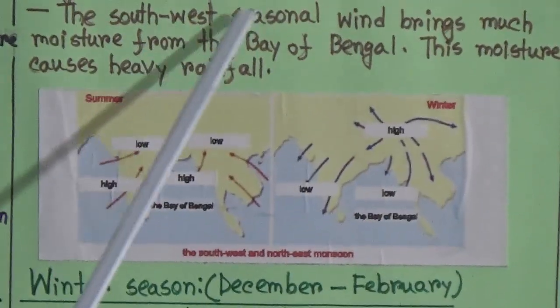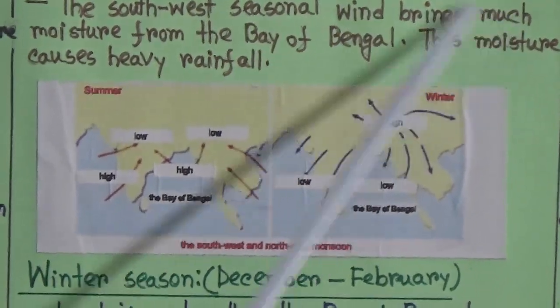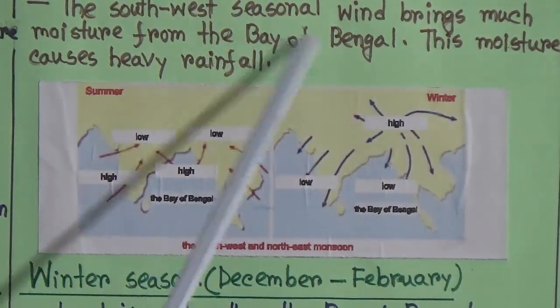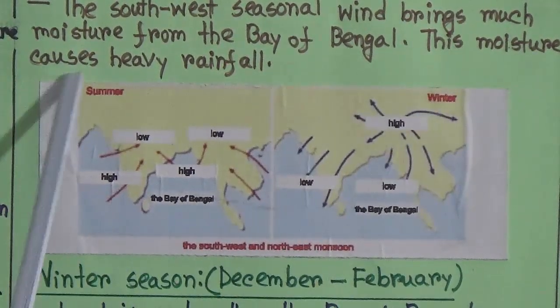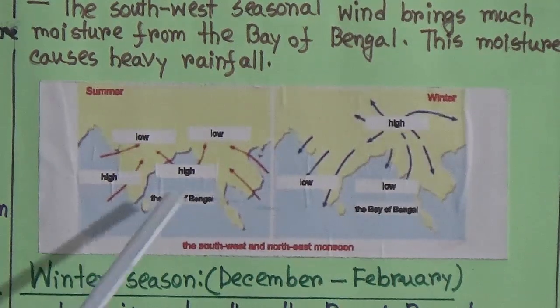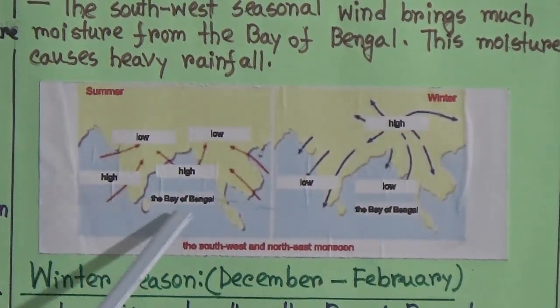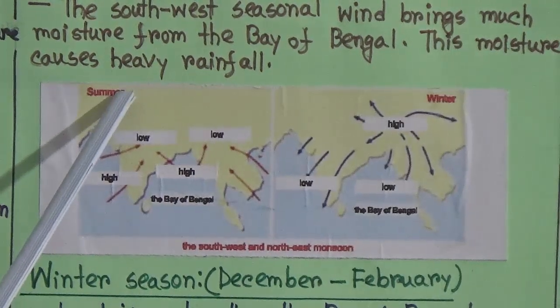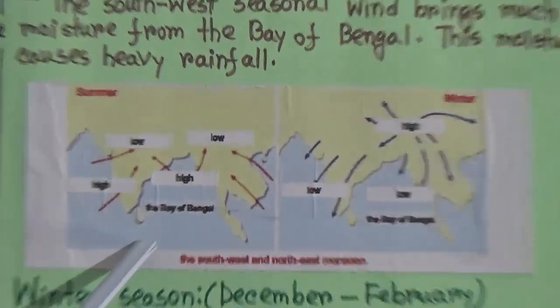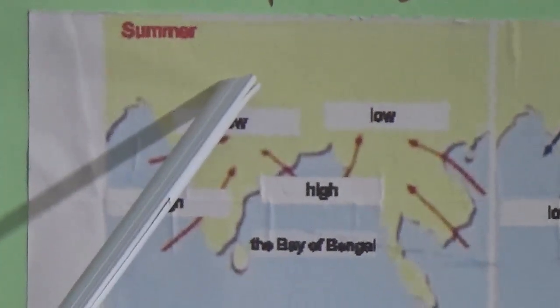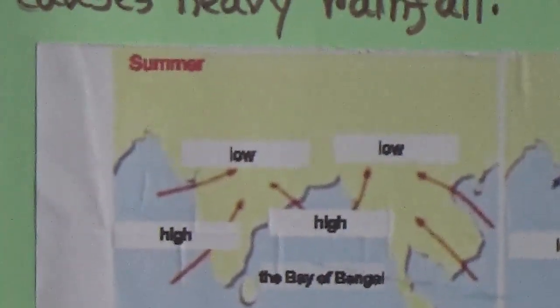The southwest seasonal wind brings much moisture from the Bay of Bengal. This moisture causes heavy rainfall. As the wind blows from ocean to the land, it contains a large amount of moisture. For this reason, during rainy season, heavy rainfall occurs.